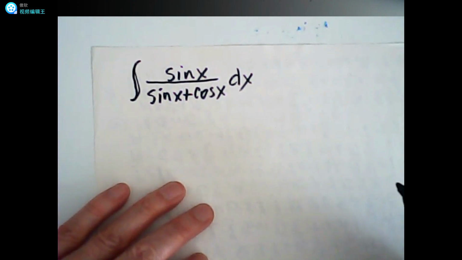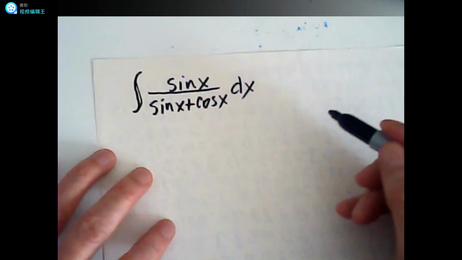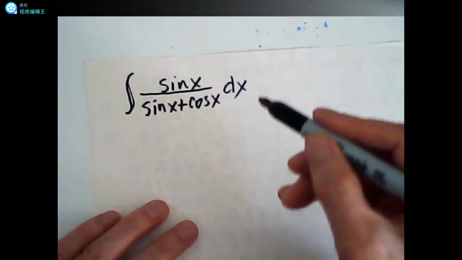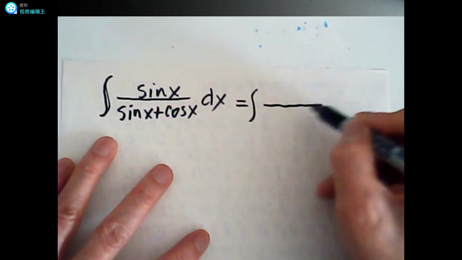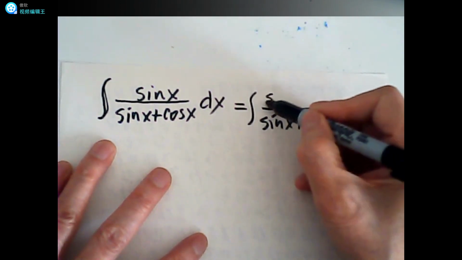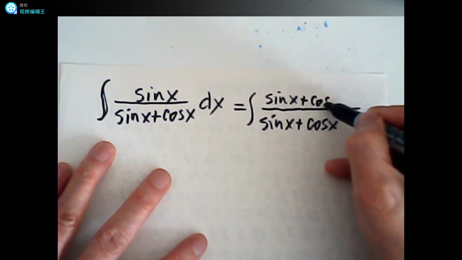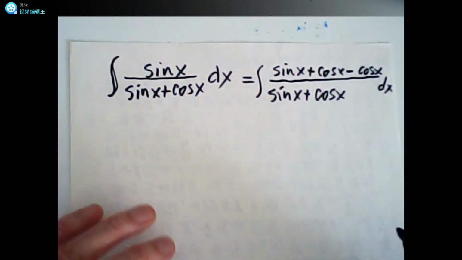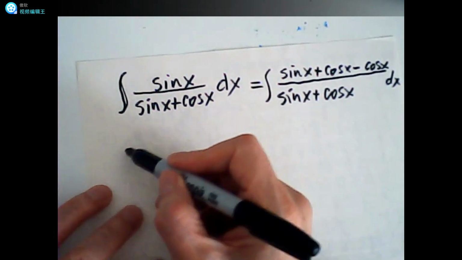Could be nicer. I can do a nice trick. Could be very nice. This one is equal to sine x plus, sine x plus cosine x minus cosine x, right? dx. Okay, that is a trick. The trick number 1.